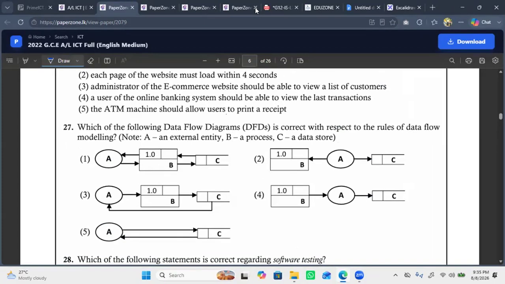Drop me a message, this one. What's the correct one? Go kids, waiting for your messages. What is the correct flow?